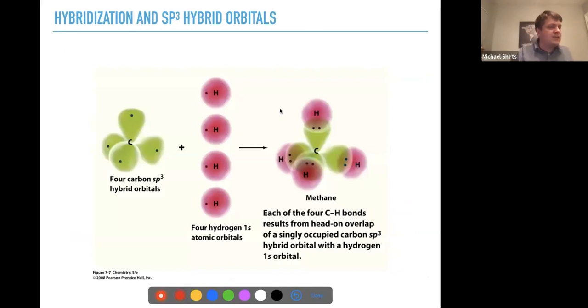So, hybridization of sp3 orbitals. If we have a carbon, it can form these 4 sp3 hybrid orbitals and combine with the 4 empty 1s orbitals of hydrogen to form 4 sigma bonds. Each of the 4 C-H bonds results from the head-on overlap of a singly occupied carbon sp3 hybrid orbital with a hydrogen 1s orbital. And now you have 4 identical orbitals that are each sharing 2 electrons. So in this case, methane is this combination of 4 hybrid orbitals.